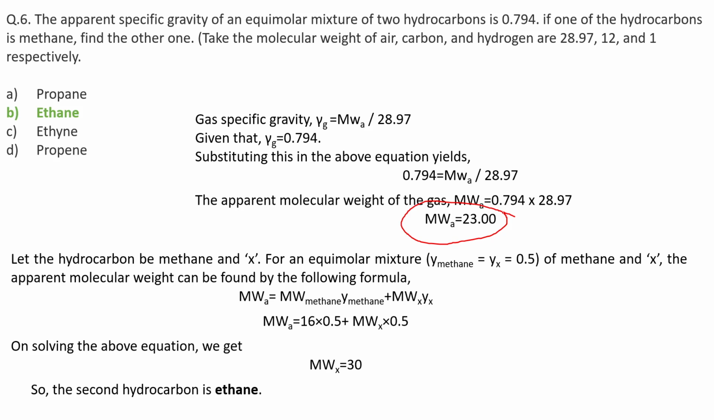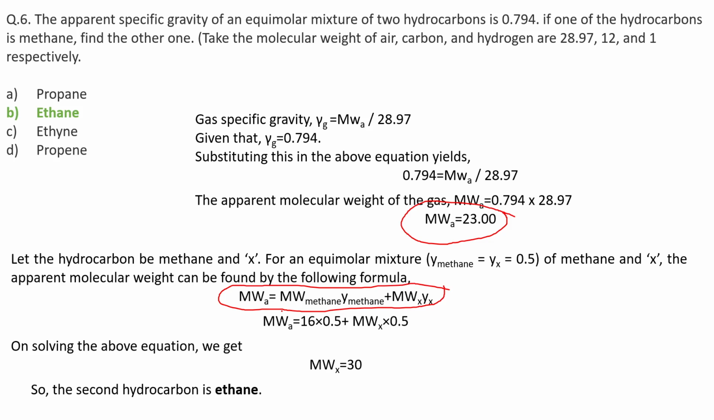Now, it is given that half of the molecules are of methane and half are of the unknown. So, if the total molecular weight we are getting as 23, this 23 is equal to the mole fraction of component 1 into the molecular weight of component 1 plus mole fraction of component 2 into molecular weight of component 2. So, that is the equation for finding out the apparent molecular weight, as you can see here.